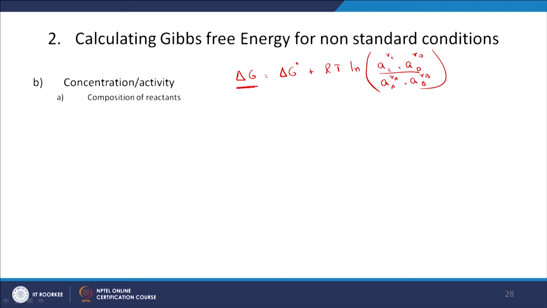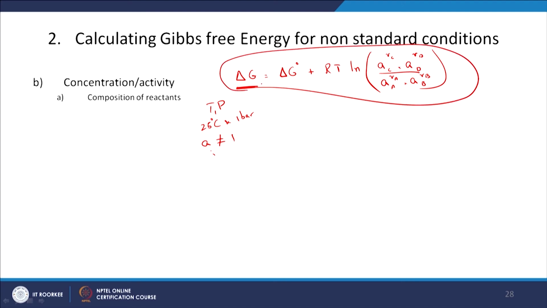So, delta G at non-standard conditions, as in the temperature and pressure are still at 25 degrees centigrade and 1 bar, but the activity is no more equal to 1 for the relevant compounds, and so we end up getting this particular equation. So anyway, this is the take home message. You don't need to mug this up in greater detail. So now we are going to move on.